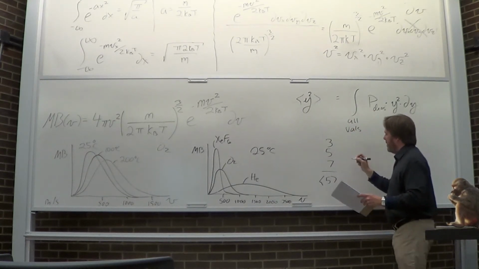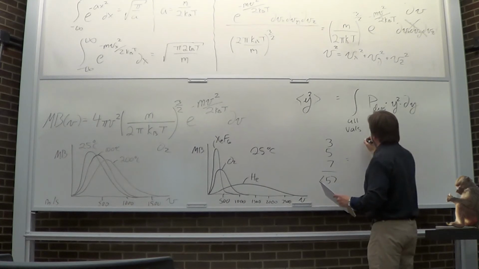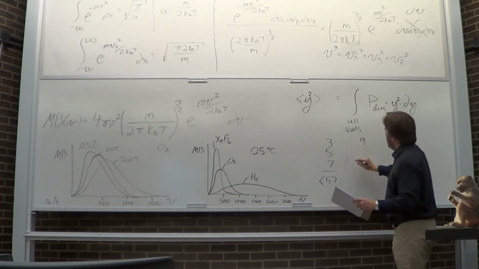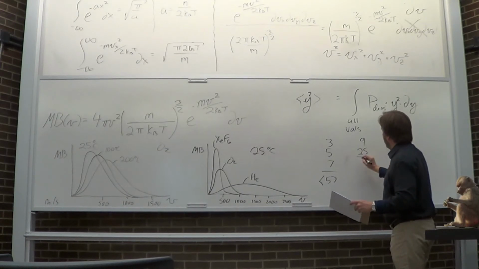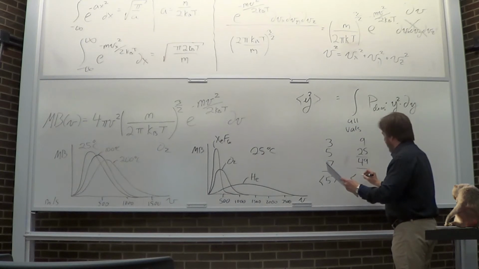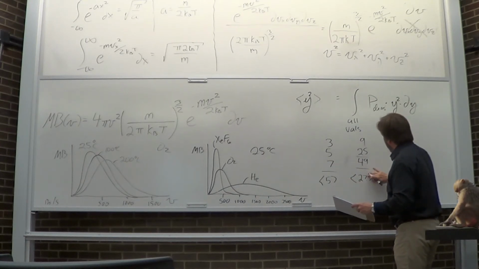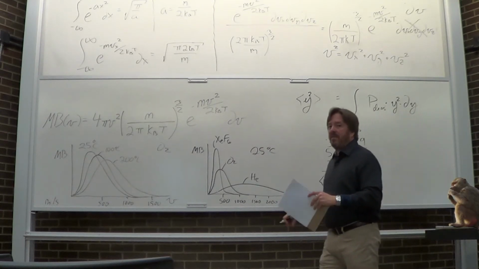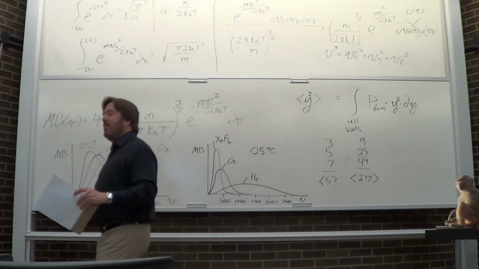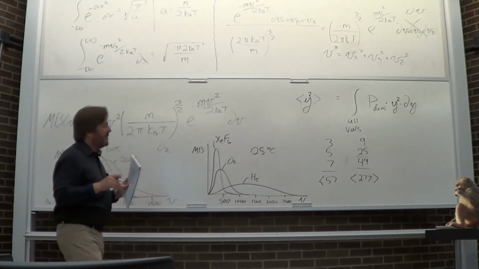10, 15, 3, 5, right? Okay. Now let's square them. 25, 49. Sorry, I don't know. 49. The average is 27.7, which is bigger than 5 squared. So numbers, this is just what they do.